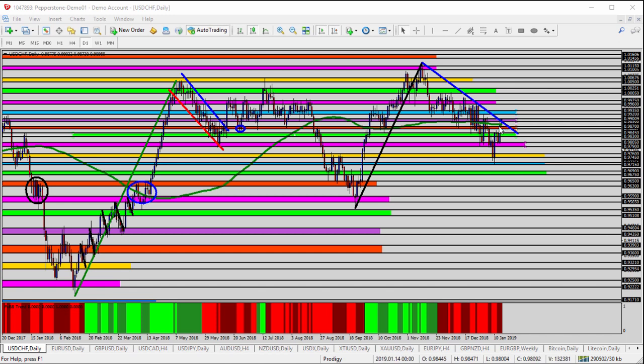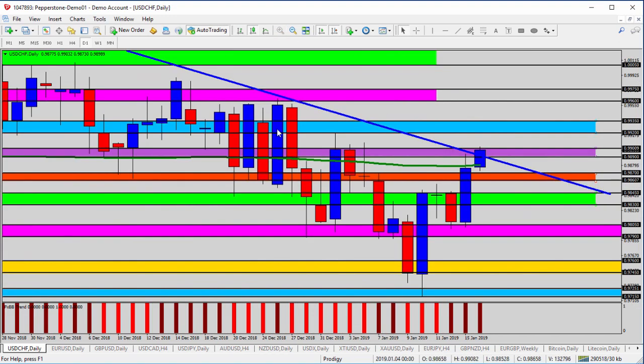So we're just hovering around the moving average and the falling blue trend line today for the dollar franc. Let's zoom in a couple of times here on the daily time frame. And there it is. You can see the moving average challenging it yesterday, challenging it today, running into resistance at 98.90 to 99.00. 99.00 is the top of the purple shaded area.